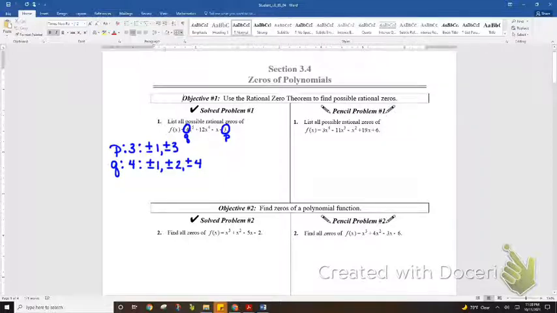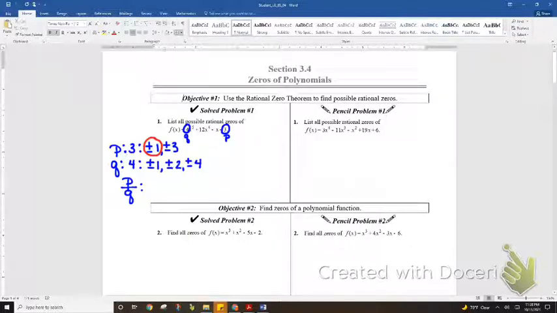Then, to actually find your possible rational zeros, you're going to take every P and you're going to divide it by every Q. So you need to find some type of a pattern, okay? So what I'm going to do, let me change colors here, is I'm going to take this P and I'm going to put it over every single Q. And then I'll take the next P and put it over every single Q. And I would keep doing that until I've used all of my P's, and in that case I would have all of my possible rational zeros.